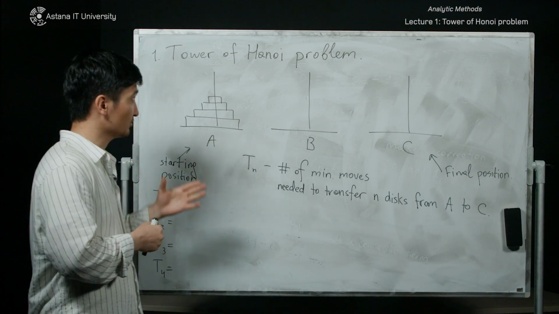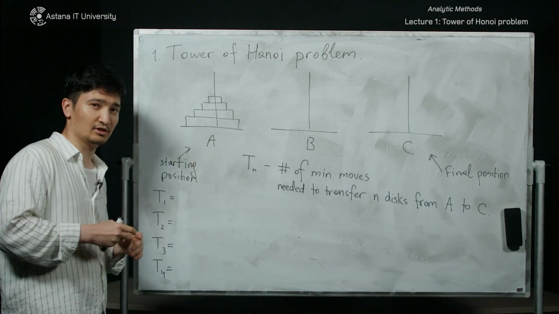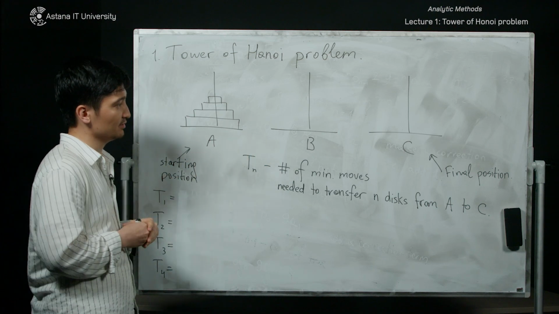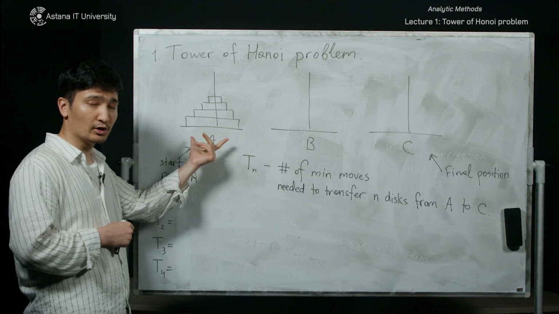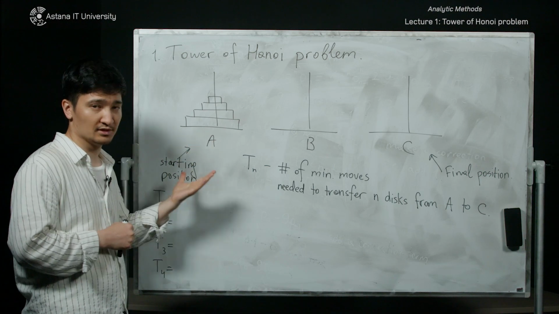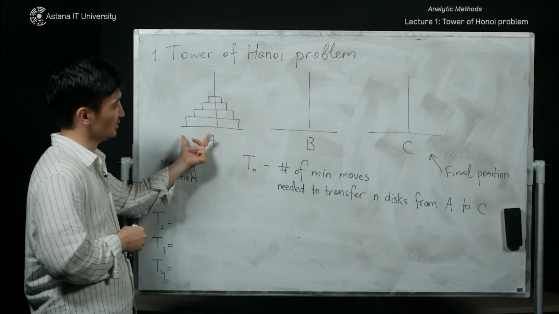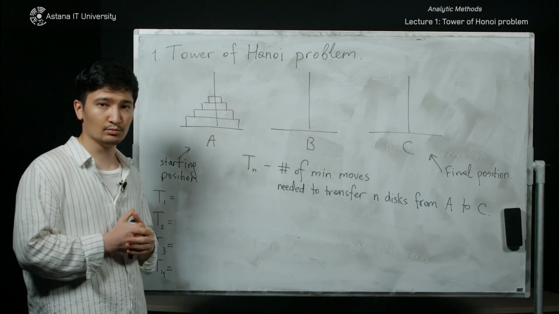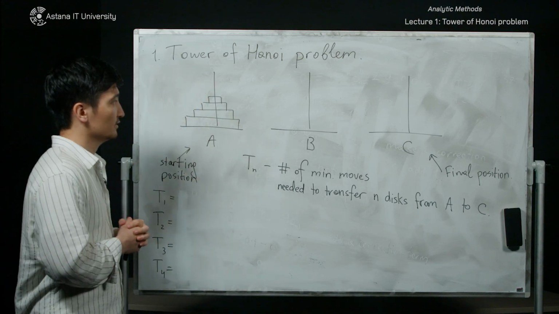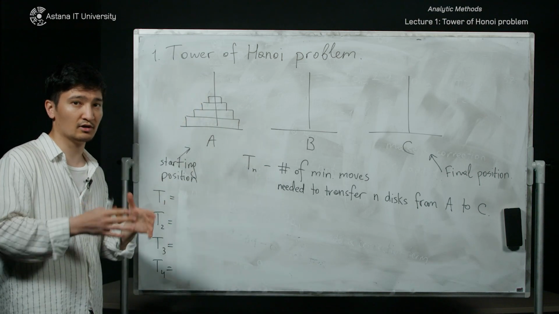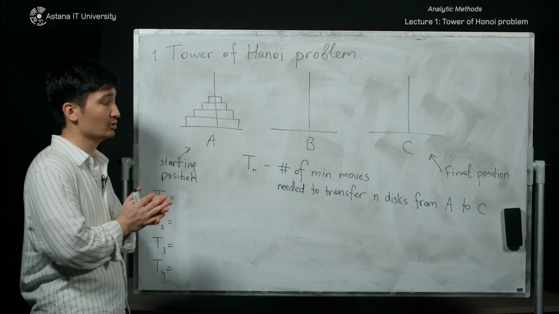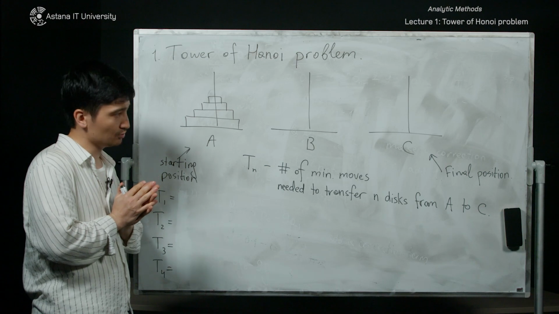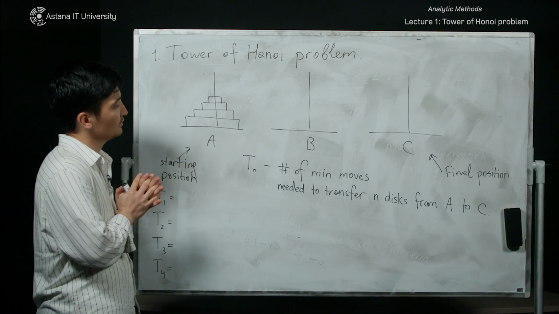Okay, so let's start with the Tower of Hanoi problem. If you remember, the standard problem is given like this: we have three pegs, A, B, C, and on one of the pegs we have a certain number of disks that we have to transfer from one peg to the other. The rules are that you can move only one disk at a time, and you cannot put a larger disk on top of a smaller one. So smaller ones must be on top of the larger ones. Those are the rules. You remember them from the lecture, right?